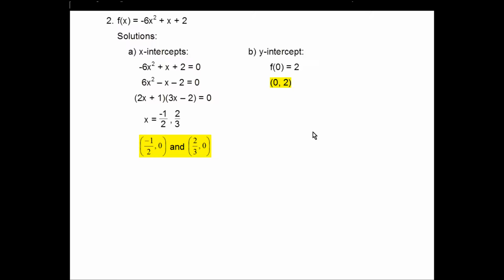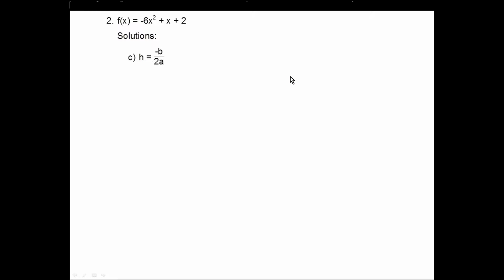Okay, part C was the standard form, so I have to find my h and my k. So I'm going to need a bunch of room, again, because my function is just so horrible. Remember, h is negative b over 2a, so negative 1 over 2 times negative 6. I get 1/12. Okay, it's horrible. I admit, it's horrible. K is going to be f of h, which is f of 1/12.